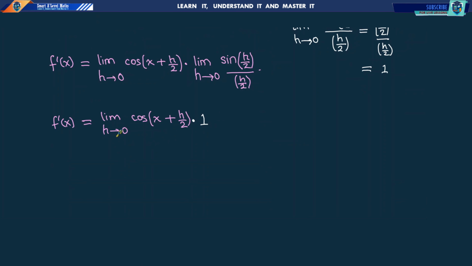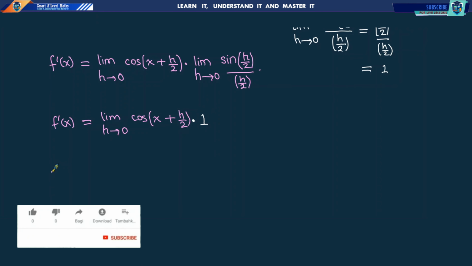Okay, let's try to test again. When h tends to 0, meaning when we place 0 here, we'll have 0 divided by 2, that is 0. Adding to x, we'll have just x. And times 1 is the same thing. Therefore, we'll just obtain our answer.